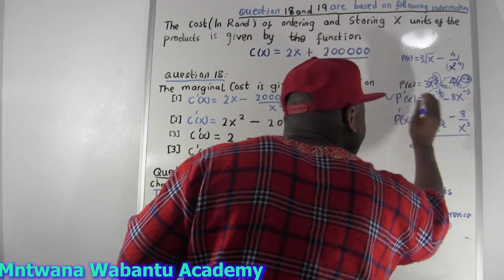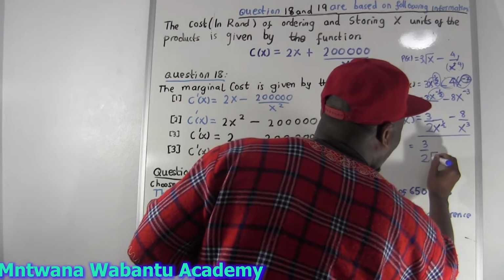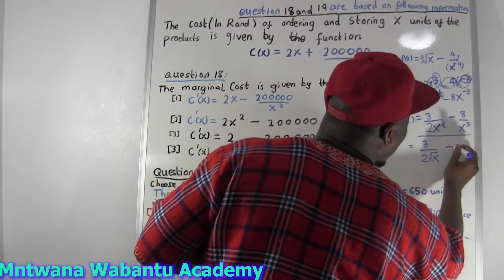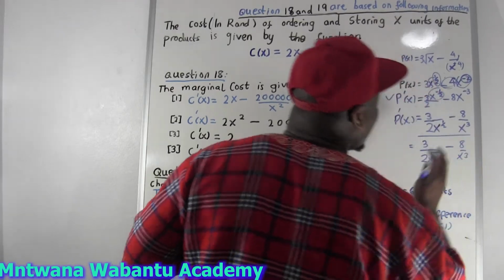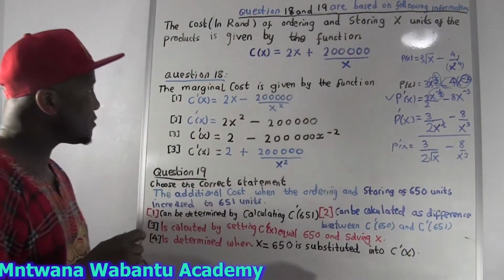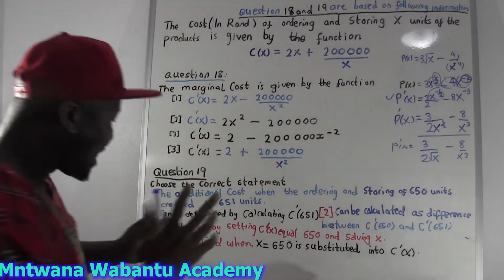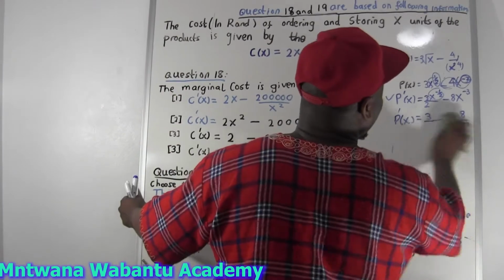So here is where we differentiate. So 3 over 2. You see this number here? Same as the square root of x. Then we have 8 over x cubed. And this is P prime. So now let's go to our question. It's easy, so I believe you have an idea what is happening there. Okay? Now let's go.